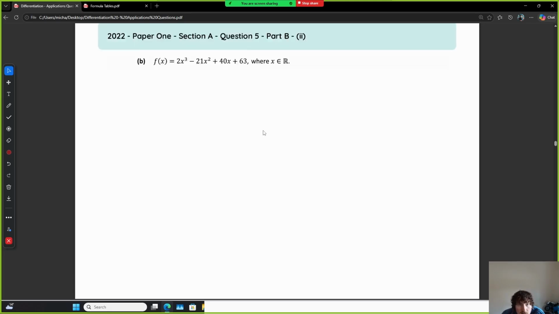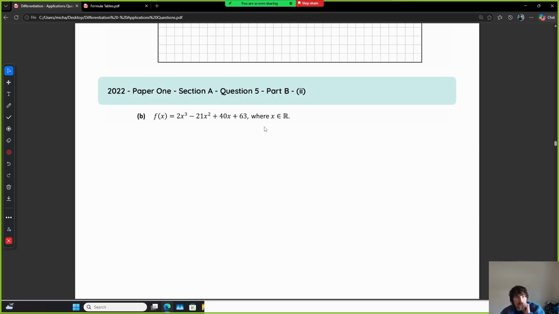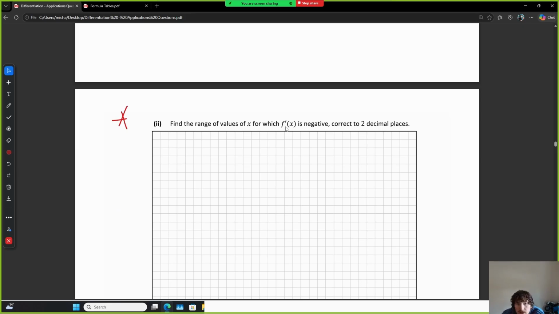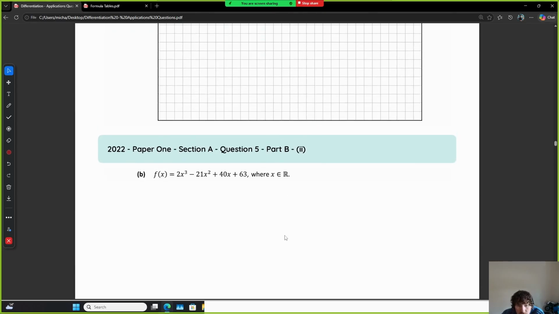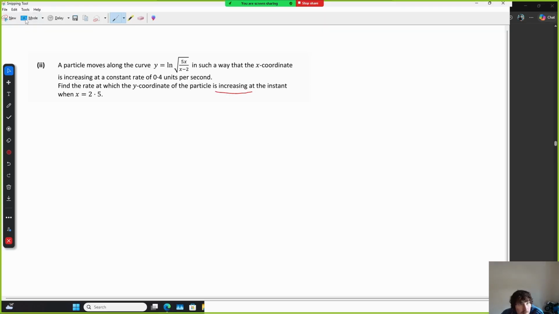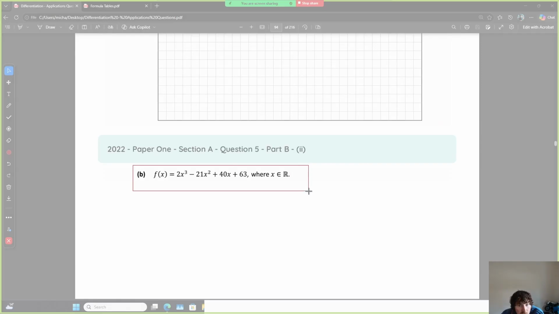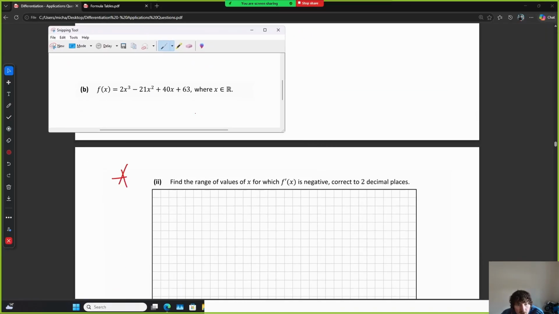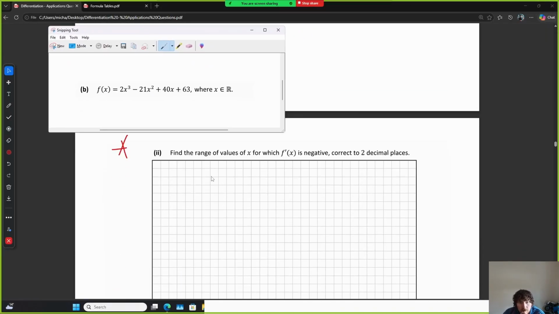Okay, so let's keep moving along. Yep, we're looking for another star. We're told to find the range of values for which f dash is negative. And that's tied into what's above here. So let's take a snip of our function so we can have it in front of us, and then we have our question down here. Find the range of values of x for which f dash x is negative.